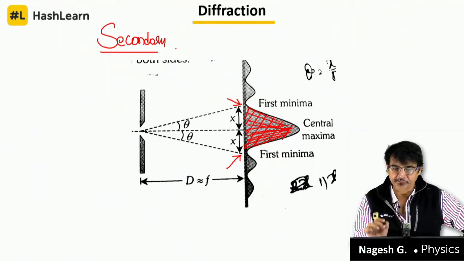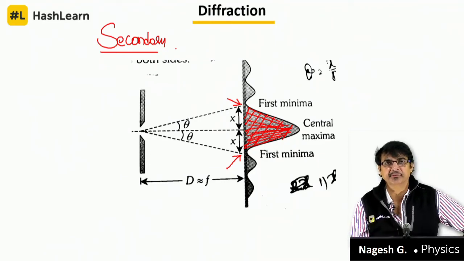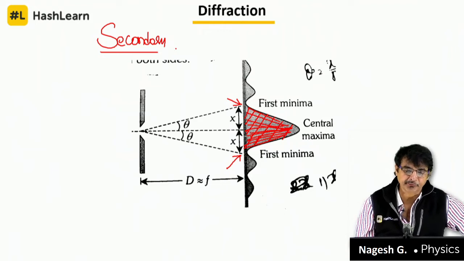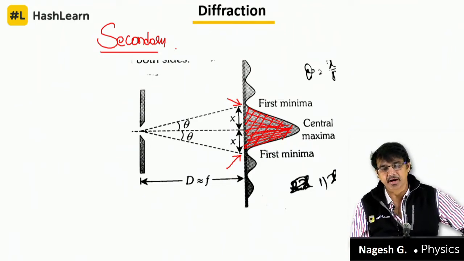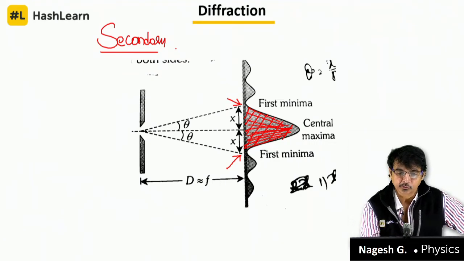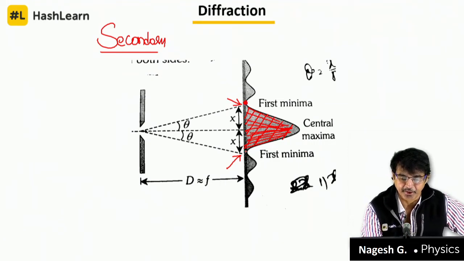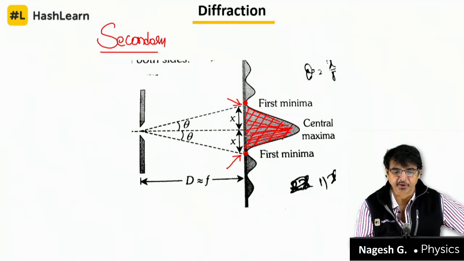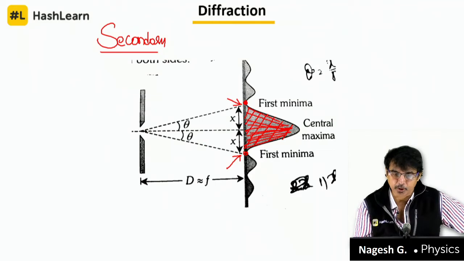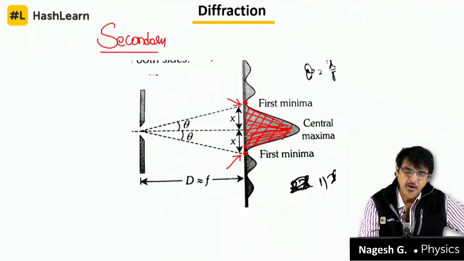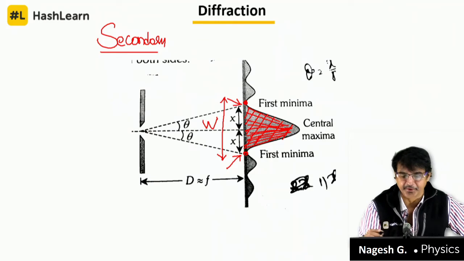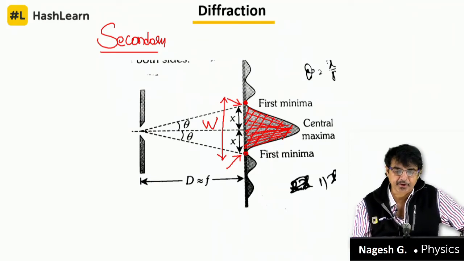They are known as secondary, except the central max. Whatever bands are obtained on either side of the central max are considered secondary. If it is a first bright band, it is the first secondary max. If it is a dark band, we call it the first secondary min. So on either side, at this point you found the first secondary min. Simply you can say first minima, but in the problem they will ask you first secondary min. And from this dot to this dot, it is called the width W of the central max.